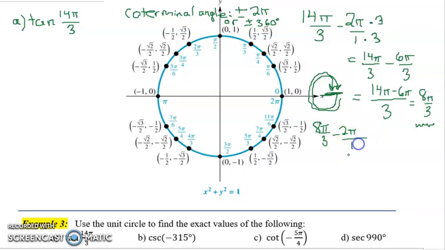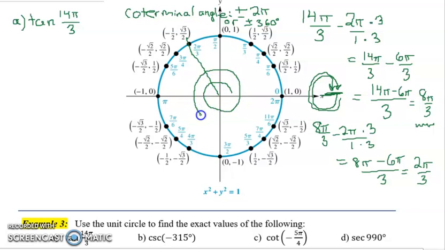So 8 pi over 3 minus 2 pi. Again, we need a common denominator, so I do times 3 on the top and bottom. So that's the same as 8 pi over 3 minus 6 pi over 3. I'm going to go ahead and put it all over 3. So 8 minus 6 is 2. So 2 pi over 3. So 2 pi over 3, this position here, is the same as 14 pi over 3. The difference is that with 14 pi over 3, we make 2 full laps around. That would be 6 pi over 3, and then another lap would be 12 pi over 3, and then an extra 2 pi over 3 to get here.